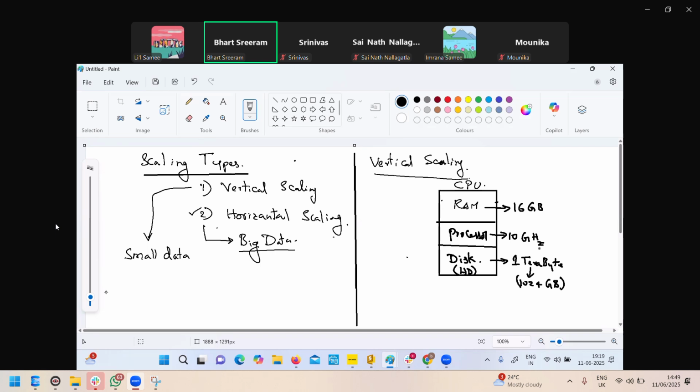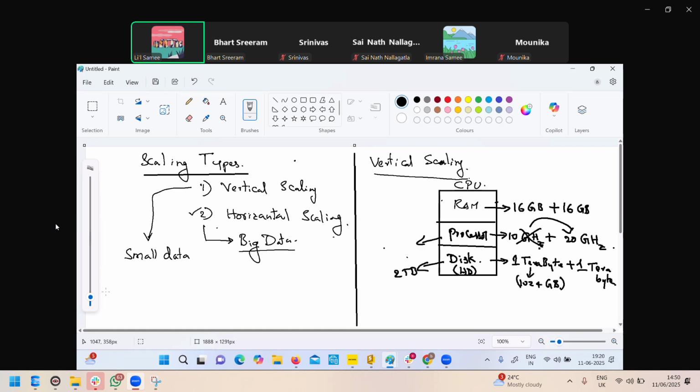In what way can we scale up in the vertical style? RAM is not sufficient, that's why I am adding one more 16 GB RAM. Hard disk, I'm increasing. Processor, I cannot increase, I'm replacing the 10 gigahertz with some 20 gigahertz. And I want to increase the storage capacity, so I'm adding one more 1 TB hard disk. Now what is the total storage capacity here? 2 TB.